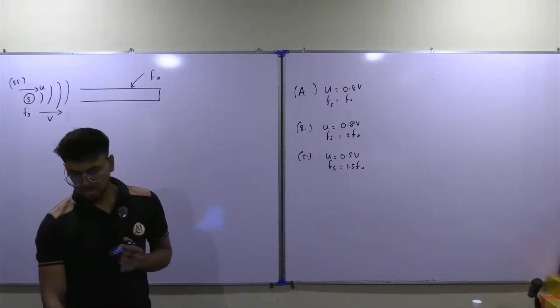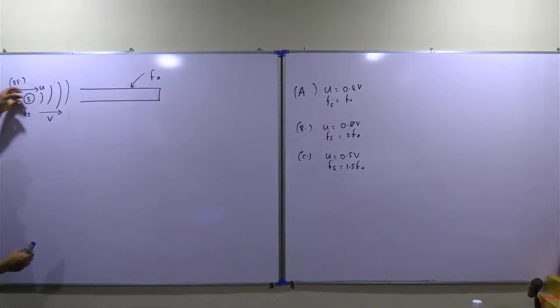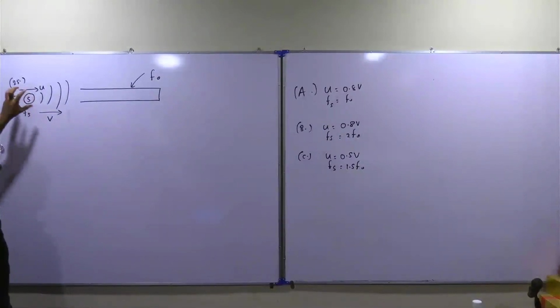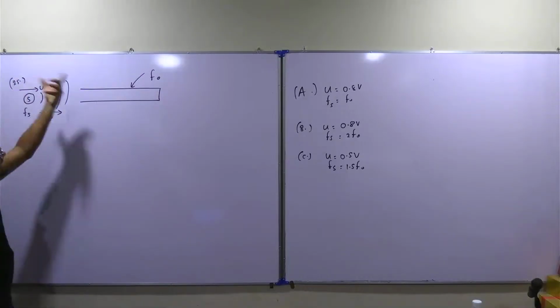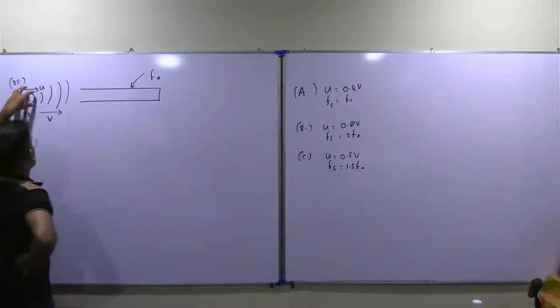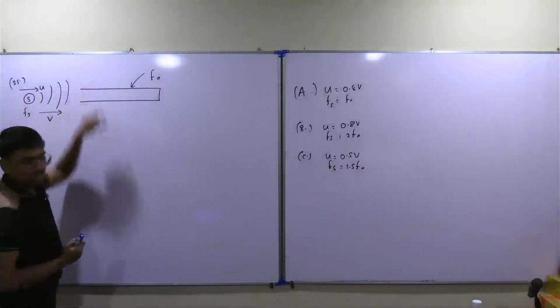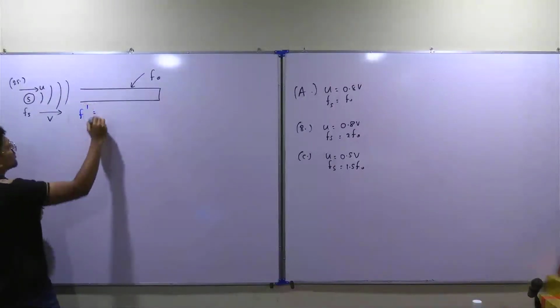Now, here the sound source is traveling with a particular velocity towards the tube. The sound source is not at rest, right? So the emitted frequency is Fs. From Doppler, you remember that when there is relative motion between the source and the observer, the frequency heard by the observer is different, right? The frequency emitted by the source is Fs, that is correct, but the frequency observed by the observer will be different. Let's say that frequency is F dash. So how to find F dash?